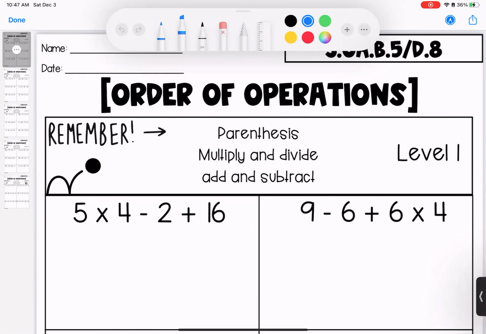Hey, third graders, welcome to this week's homework, which is looking at our order of operations. Remember, order of operations is just a fancy way of saying we are going to tell you exactly the order that we want you to solve these problems in.